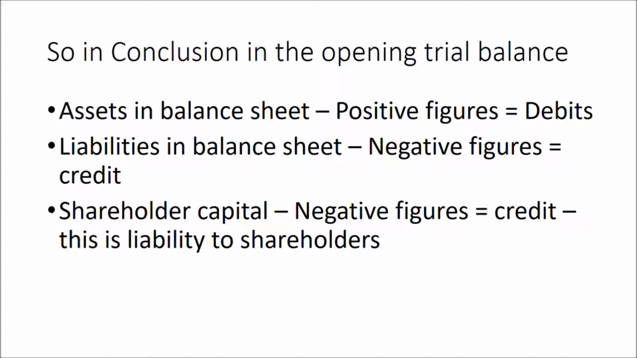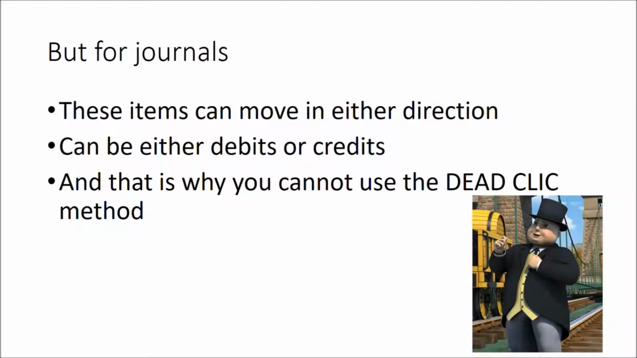Liabilities in the balance sheet, they will be negative money, so they will be a credit in the opening trial balance. But in the journals, they could be moving up or down, and so they could go either way. And shareholder capital in the opening trial balance represents money that will flow out to the shareholders. But in between, in the journals, it could be that we're making expenses or we're making sales, and they could be going up or down. So for journals, these items can move in either direction. They can be either debits or credits, and that, Thomas, is why you cannot use the dead click method.